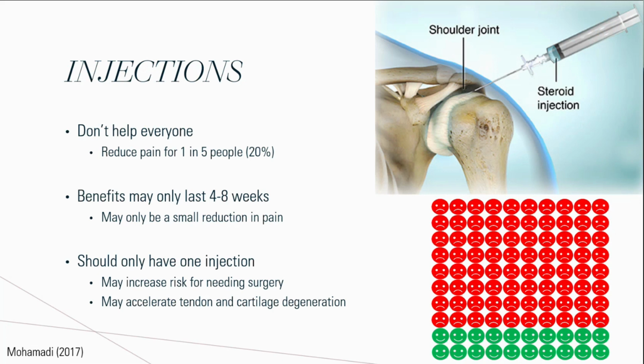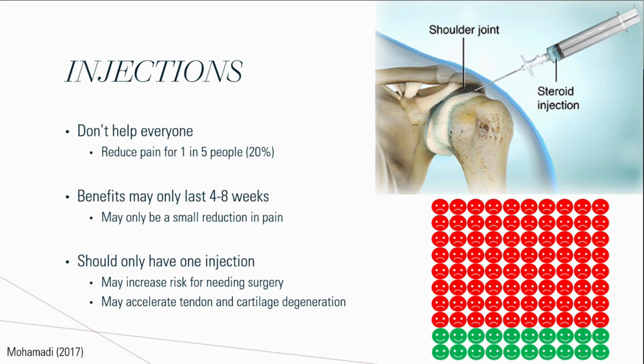If we look more closely at injections, this really isn't the best first line of treatment. One of the few instances where it may be of consideration is if someone comes in and they have that really painful freezing stage of frozen shoulder. That's one of the instances where it sometimes might be of benefit. But overall, when people are coming in with just a tear or tendonitis, those types of things, the injections have really only been shown to reduce pain for 1 in 5 people, or 20%.